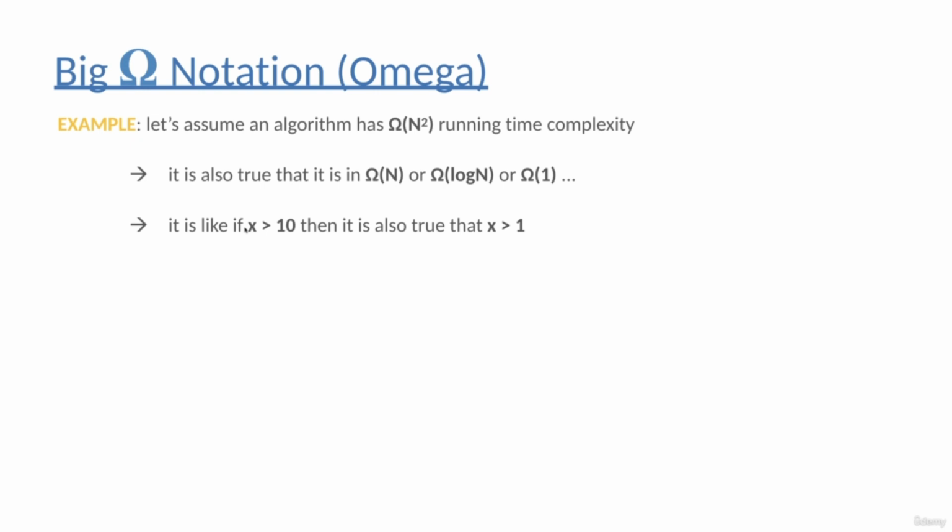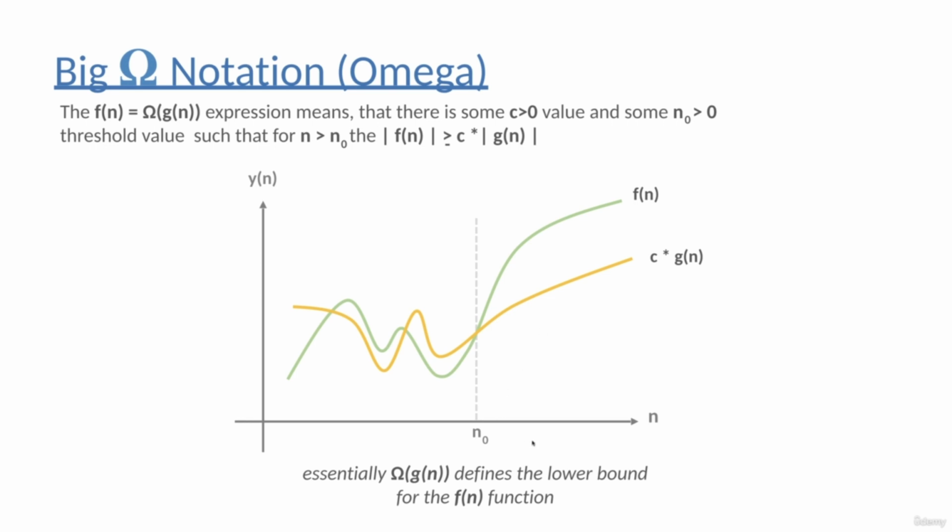This is very similar to the following: if we assume that an x variable is greater than 10, then of course it is also true that x is larger than 1, for example. Or for example, x is larger than -5. Because of course the big Omega notation essentially defines a lower bound for the running time complexity of that given algorithm defined by the f(n) function. Okay, so that's all about the big Omega notation that defines a lower bound for the running time of that given algorithm defined by f(n).